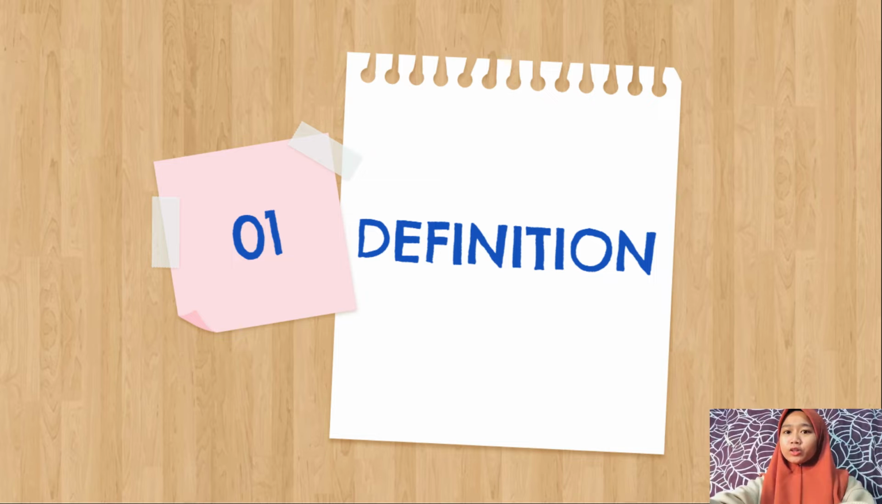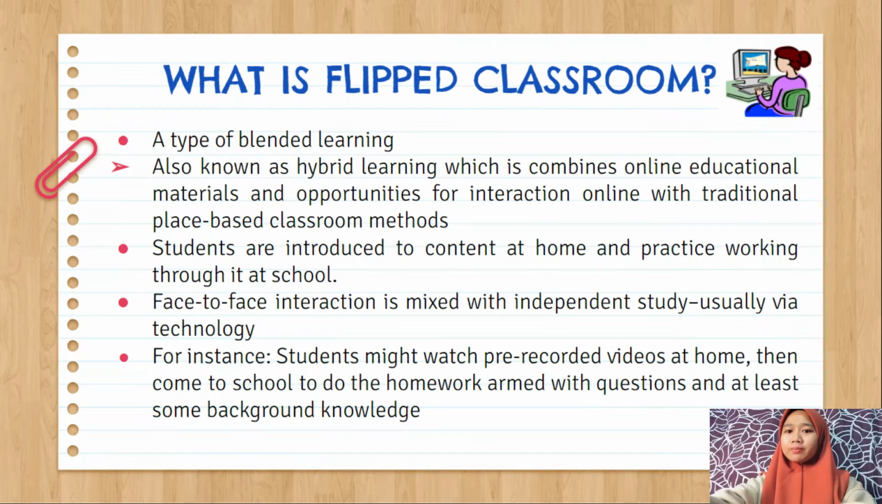Okay, so we go to the first part, which is the definition of the flipped classroom. What is flipped classroom? For your information, the flipped classroom is a type of blended learning, also known as hybrid learning, which combines online educational materials and opportunities for interaction online with the traditional place-based classroom methods. Moreover, students are introduced to content at home and practice working through it at school.